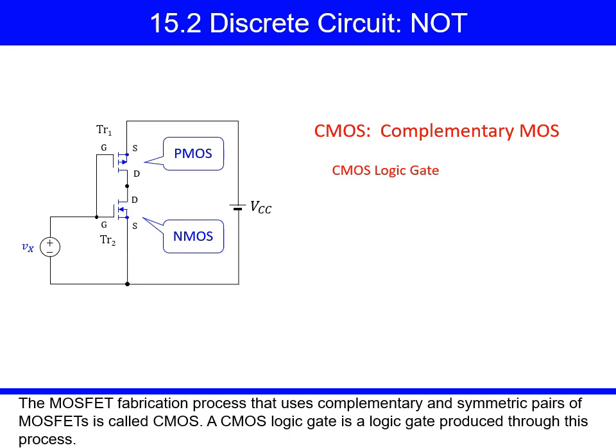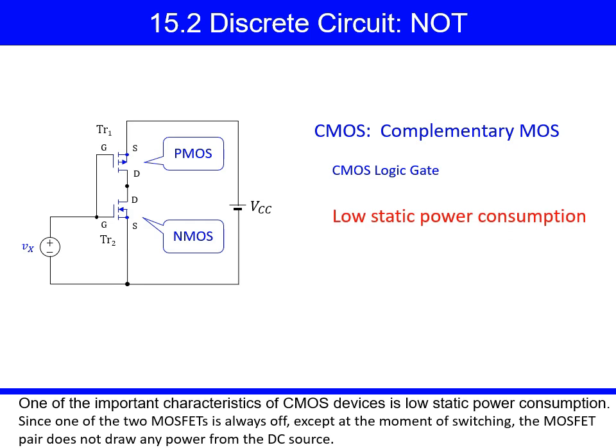The MOSFET fabrication process that uses complementary and symmetric pairs of MOSFETs is called CMOS. CMOS logic gate is a logic gate produced through this process. One of the important characteristics of CMOS devices is low static power consumption. Since one of the two MOSFETs is always off, except at the moment of switching, the MOSFET pair does not draw any power from the DC source.